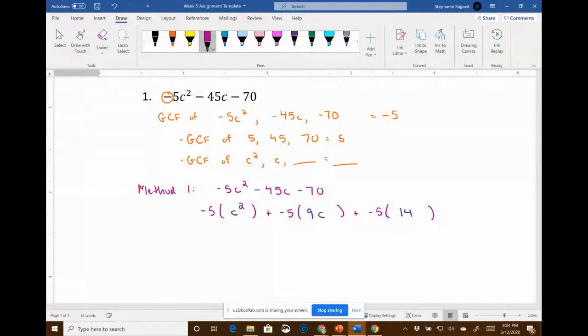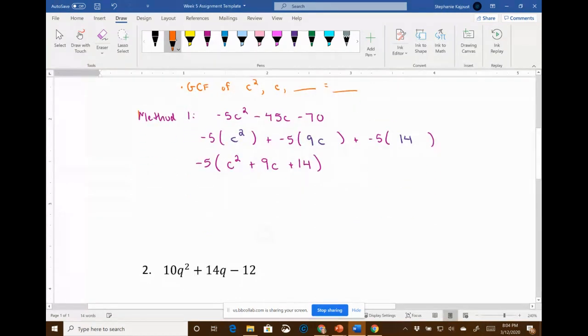So for method 1, that's how you're splitting up your greatest common factors, and then you put that in front, and then everything that I was filling in the blanks for gets put in parentheses. C squared plus 9c plus 14. But you're not done here, because that's just factoring out the greatest common factor. This in parentheses we need to factor. So here you need to factor a trinomial.